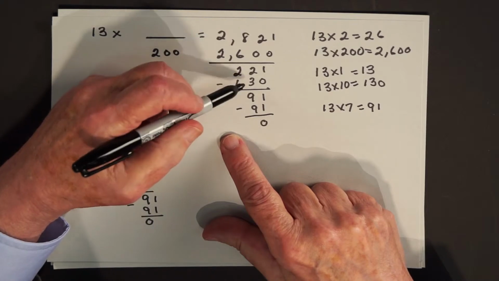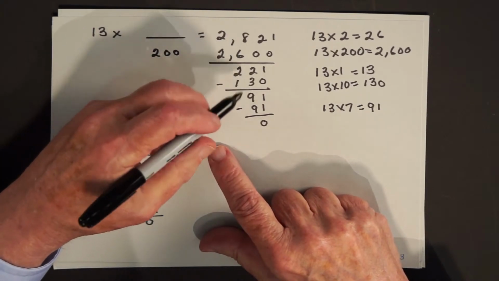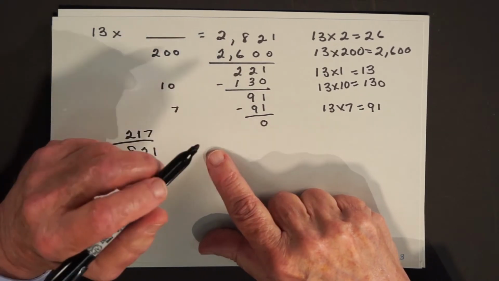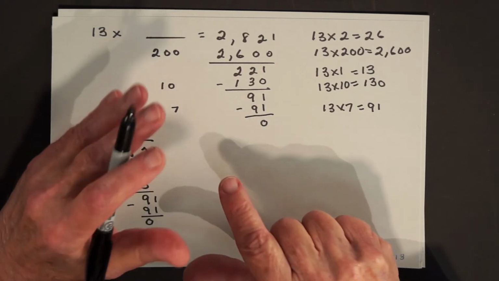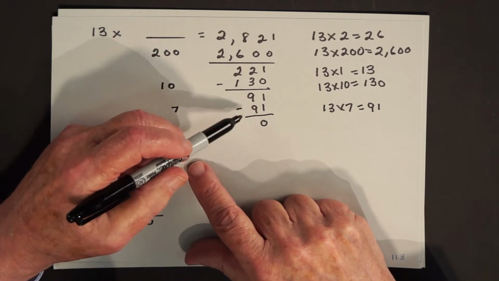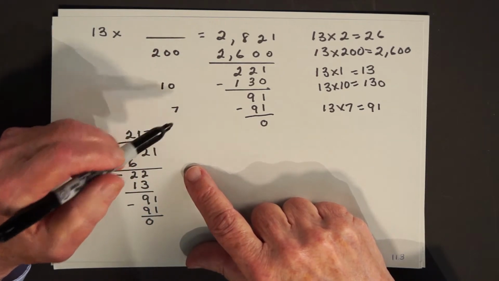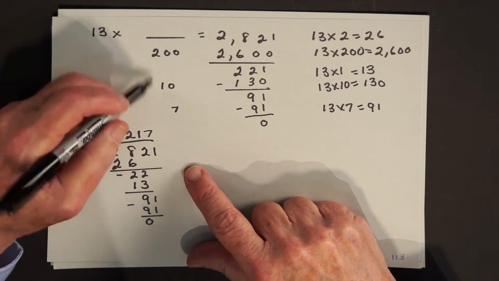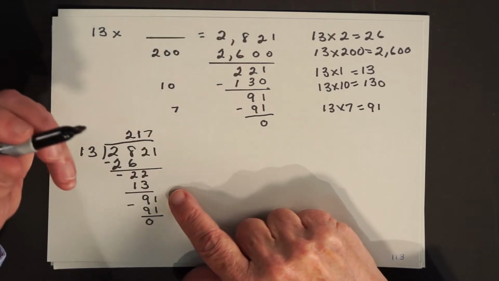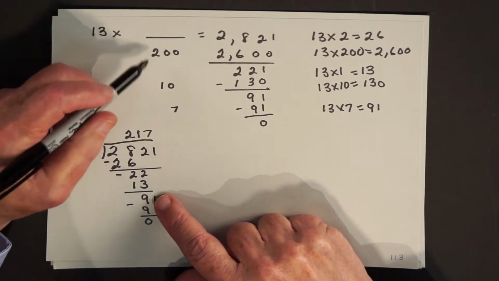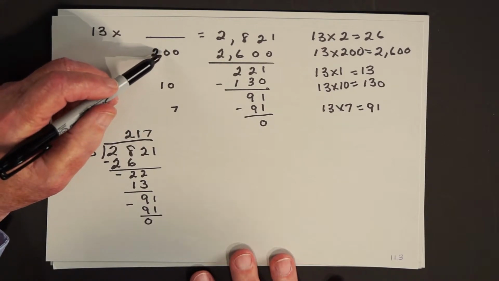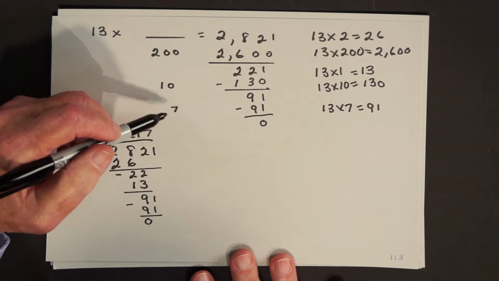but that would still leave me with what? I subtract the 130 from the 221. I have $91 left to account for. From the table that I made, I see that 13 times 7 is 91, so I know I have to now sell 7 more pens. If I do that, that takes care of all the money that I took in. How many pens did I sell altogether? 200 plus 10 plus 7. Now, does that look a little bit more logical? Can you see what really happened here? Can you visualize what went on here?